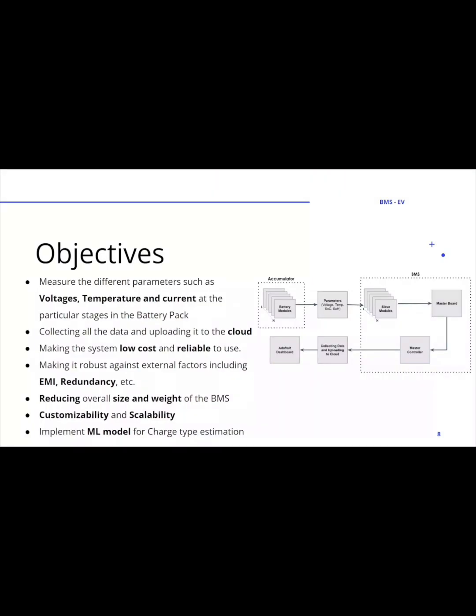Moving on to stage 2 of the implementation, the objectives are going to be very simple, wherein we are going to be measuring the voltage parameters, temperature, as well as current parameters for the particular stages in the battery pack. All this data is going to be collected and then uploaded to the cloud, thus making it low cost and reliable to use. We're also going to make it robust against external factors such as EMI or electromagnetic interference, redundancies, etc. We're going to aim towards reducing the overall size and weight of the BMS, thus making it customizable and scalable for the particular project.